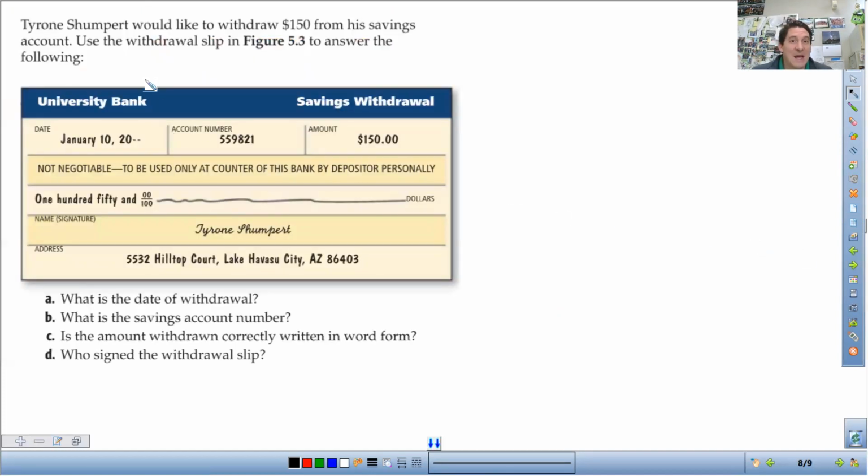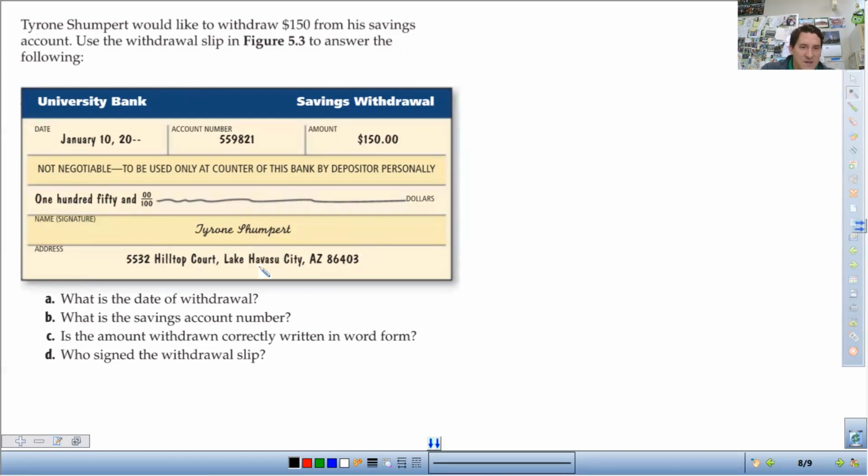So here, just looking at a withdrawal slip. This is going to be similar to writing a check. This is something you would go into the bank to do. You'd fill this out. So you put in the date, again the account number, and how much money you are taking out. These slips are only used at the bank, right? You can't give it to someone else. You have to do this at the bank. Put the amount in words. So 150 and 00. Remember that cents, you write the cents as a fraction. Here's your name, and then you put your address. Some slips don't require that, some do.